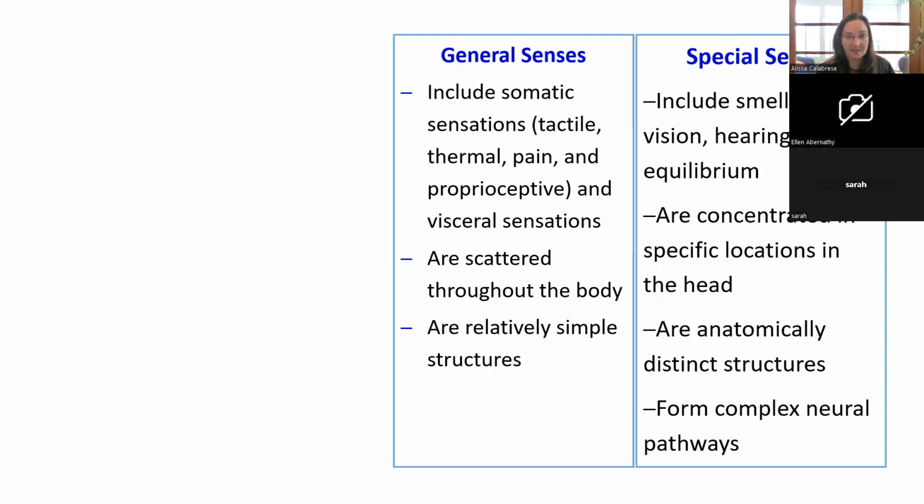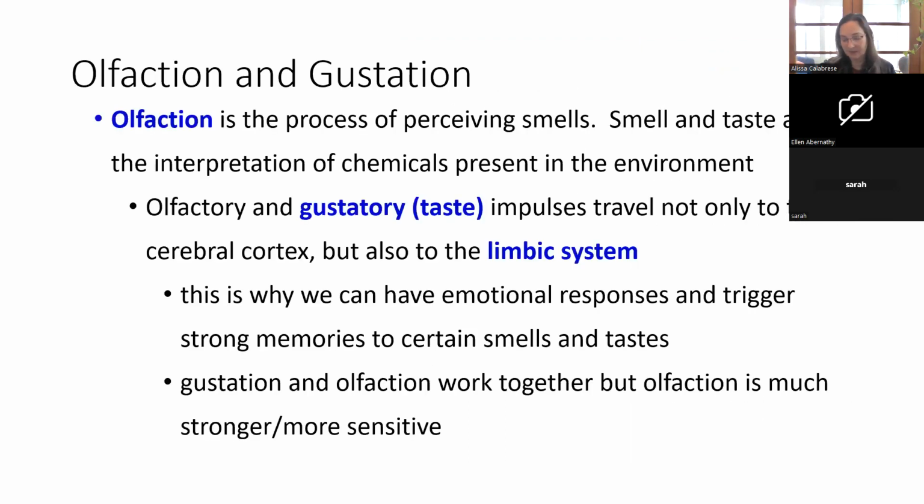Your special senses are localized in the head, and they have very special dedicated structures that facilitate those senses. I can only see from my eyes, I can only taste from my mouth, and I can only hear from my ears, because those are special senses. So we'll go through the special senses here.